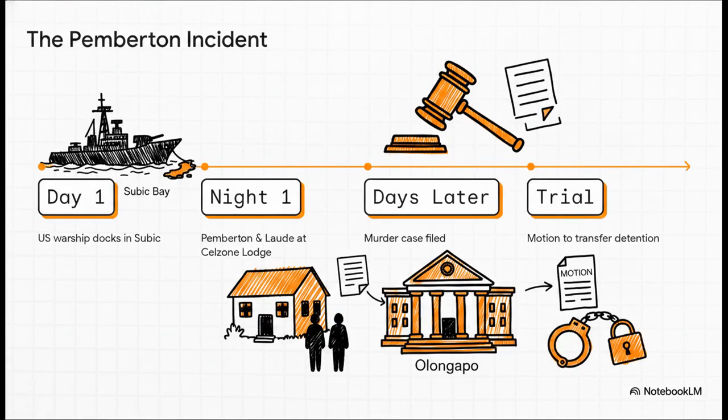Shifting gears over to the Pemberton case, we see this really dramatic intersection of criminal procedure and the rules of evidence, specifically regarding venue and motions. Following the incident in Olongapo, a private prosecutor acting for the victim's family filed a motion to transfer Pemberton's detention to the local jurisdiction. Now, logically, that sounds pretty sound based on venue, right? But here is exactly where the procedural trap snapped shut.